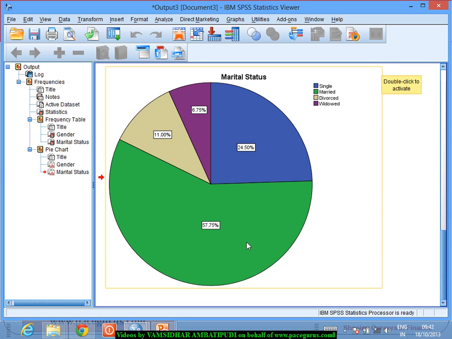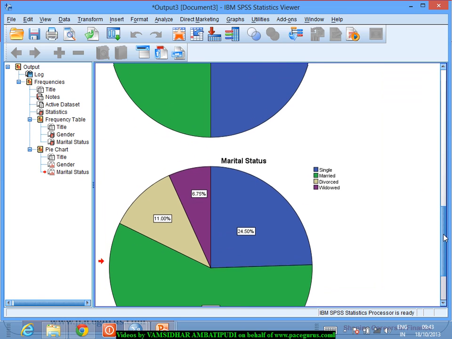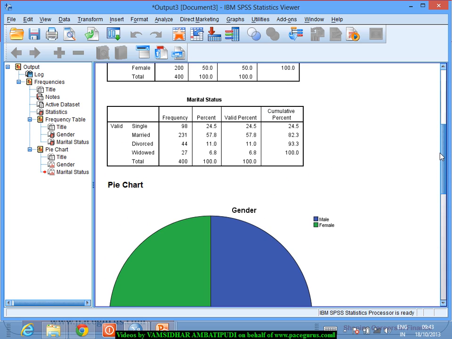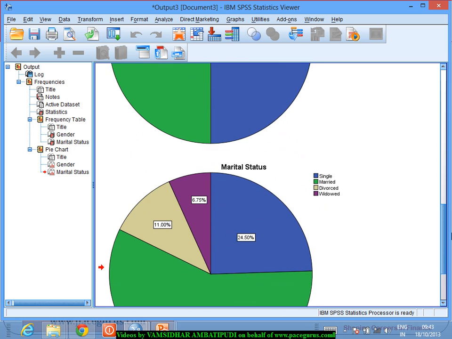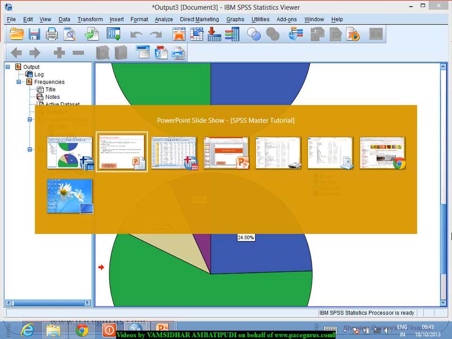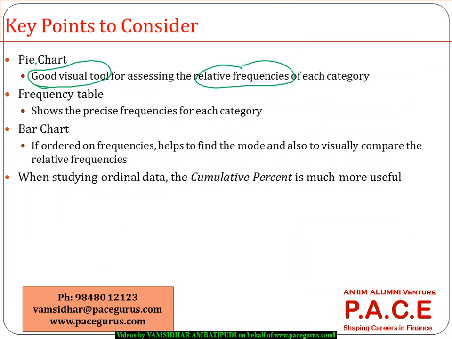57.75% of the total data which we have are married, 24.5% of the people are single, 11% of them are divorced, and 6.75% of them are widowed. This is the kind of analysis, or a quick summary, we can get using this pie chart. It's a very good visual representation tool of the relative frequencies.